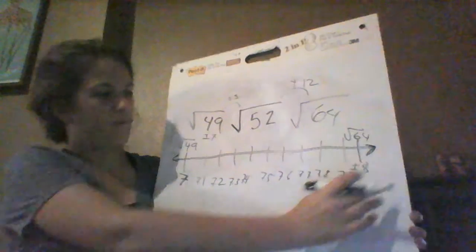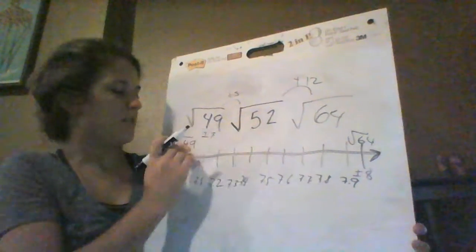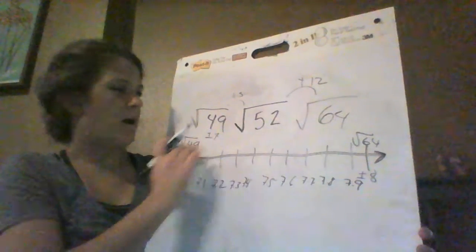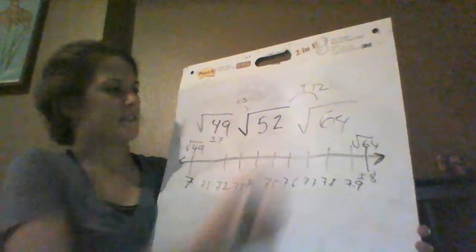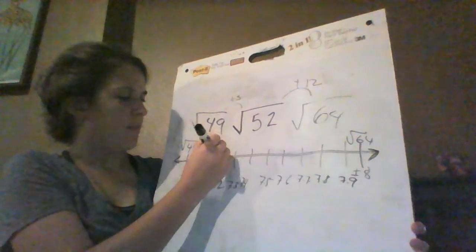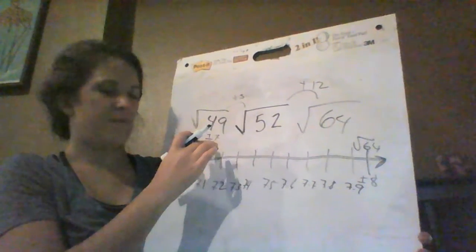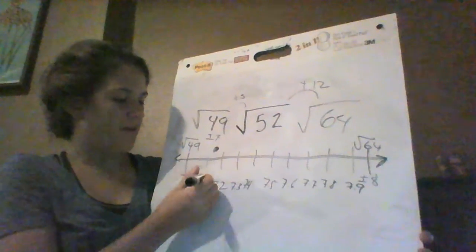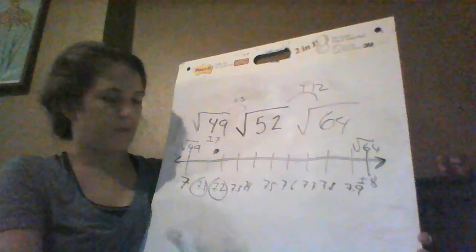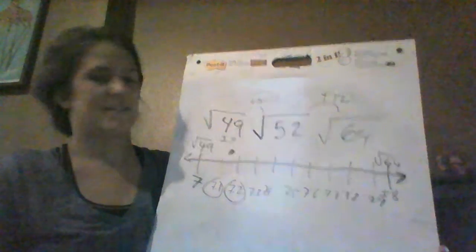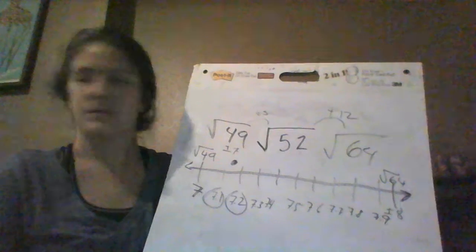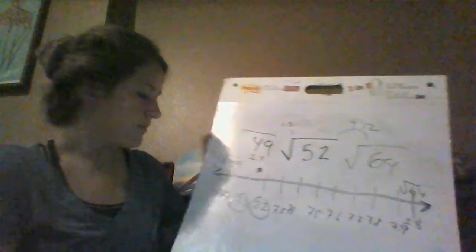So before I graph to find out what these decimals are, I should just see, where would I put 52 on this line between 49 and 64? I'd probably put it about here. If the square root of 52 is about here, then either 7.1 or 7.2 will be a fantastic guess for the square root of 52. Let's do another problem.